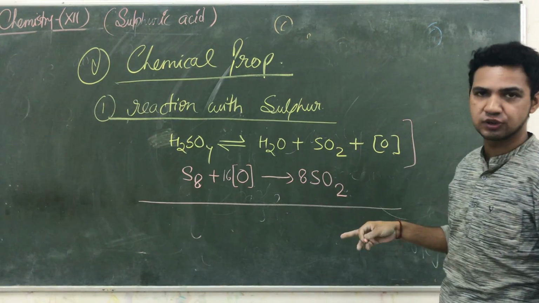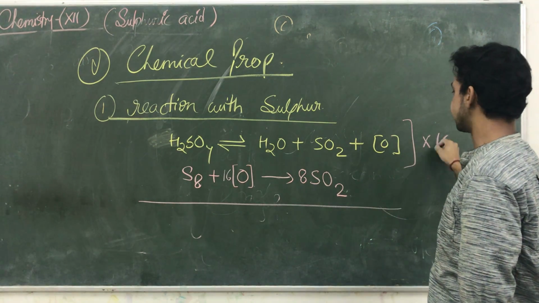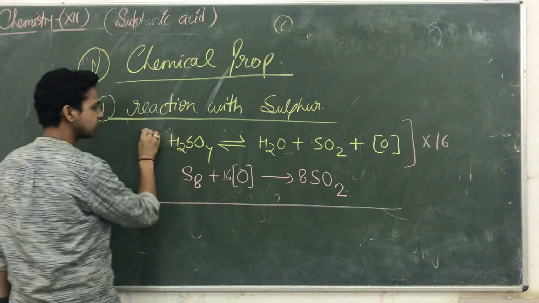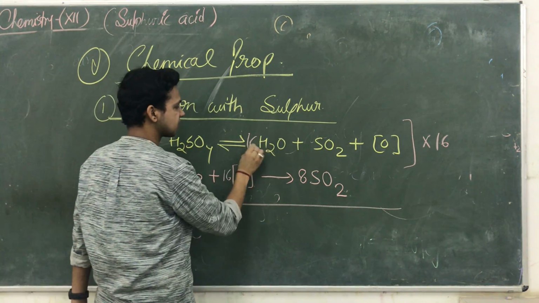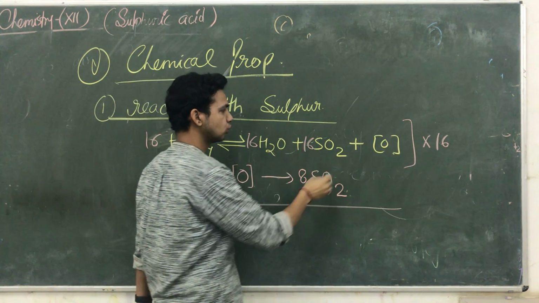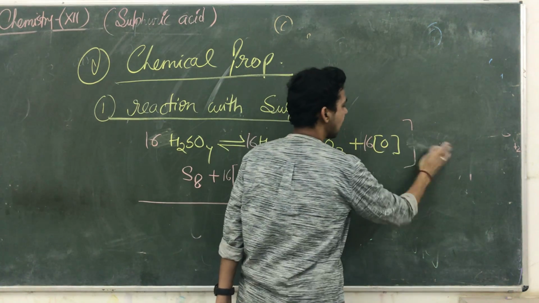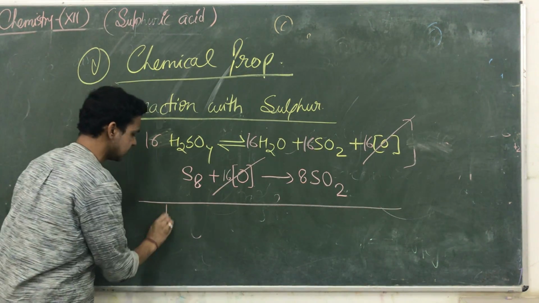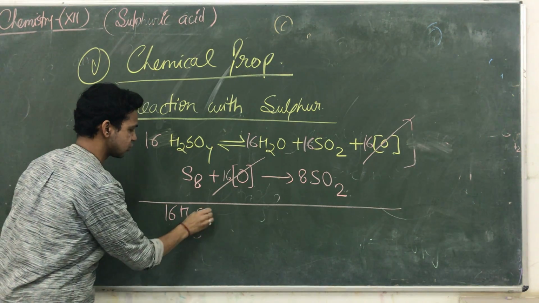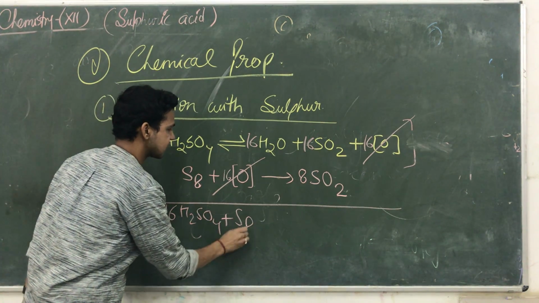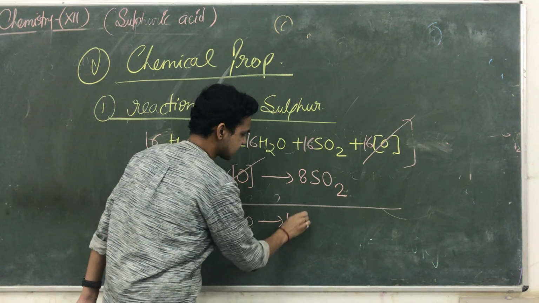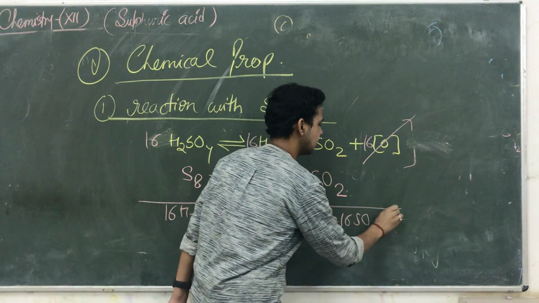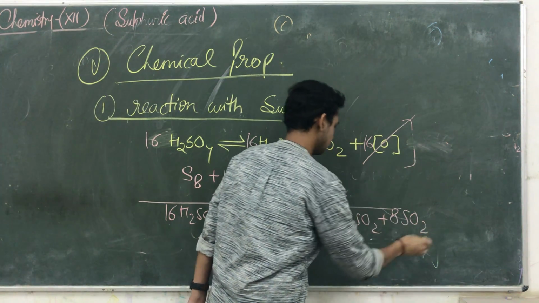तो ऊपर की इक्वेशन को किससे मल्टीप्लाई करना पड़ेगा 16 से, बिकॉज हियर 16 nascent oxygens but here only one. So this is 16 H2SO4, 16 H2O, 16 SO2 and 16 O. After that we are just going to cancel both sides of nascent oxygen. The overall reaction is 16 H2SO4 plus S8 is equal to 16 H2O plus 16 SO2 plus 8 SO2.